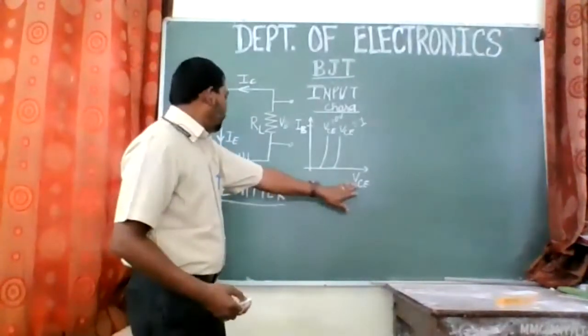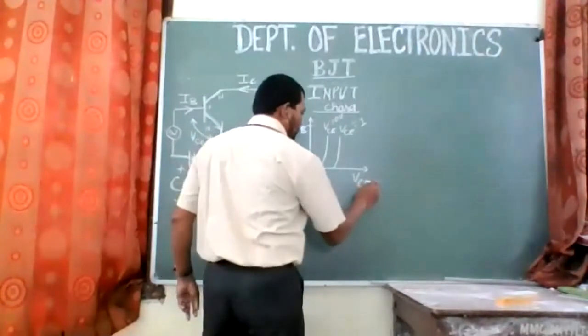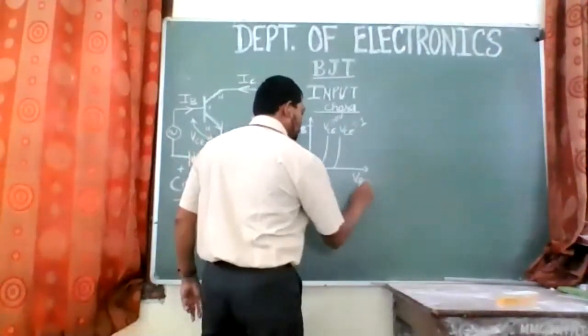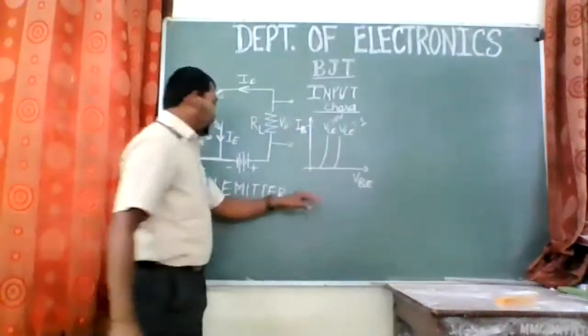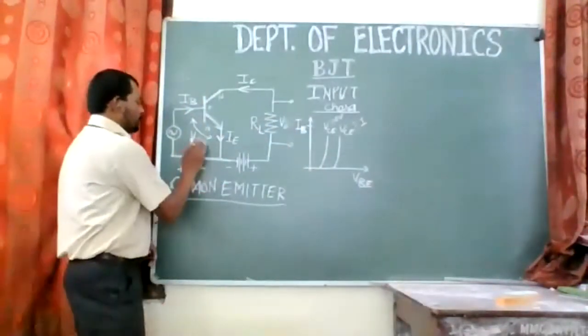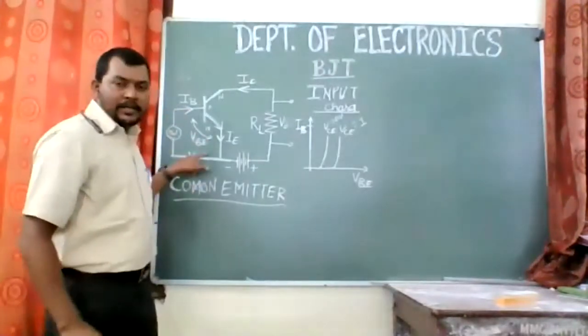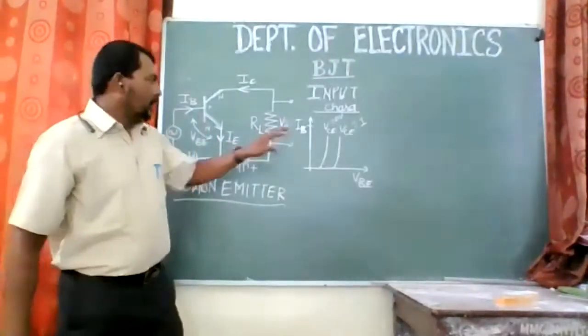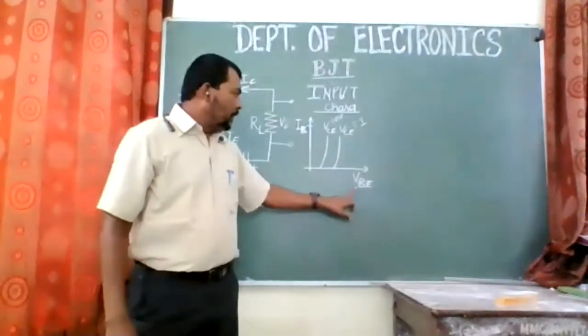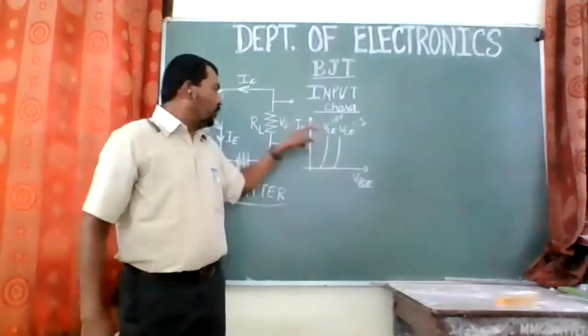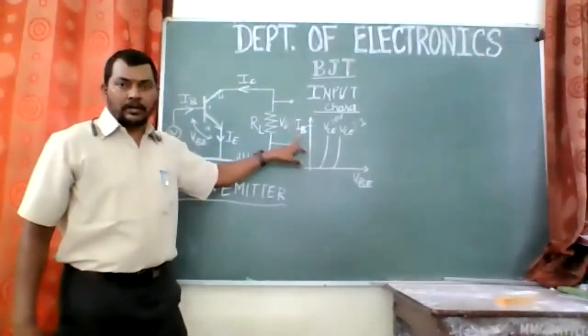Actually, this should not be VCE. This should be VCB. Yeah. Sorry, VEB. VBE, base emitter voltage. Sorry, this is base emitter voltage. The voltage between the base and the emitter, VBE, right? That is why I was getting confused. This graph is plotted between base emitter voltage and the base current.